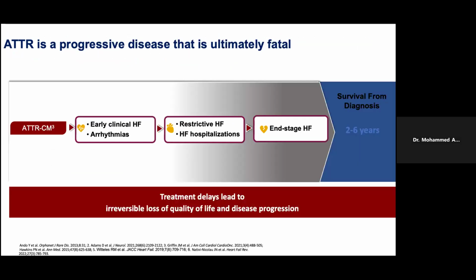Without timely diagnosis and treatment, the disease progresses continuously from early heart failure and arrhythmia to restrictive cardiomyopathy, characterized by recurrent heart failure hospitalization, and ultimately to end-stage or advanced heart failure. Historically, the median survival after diagnosis was only about 2 to 6 months. Treatment delay leads to irreversible loss of quality of life and disease progression.